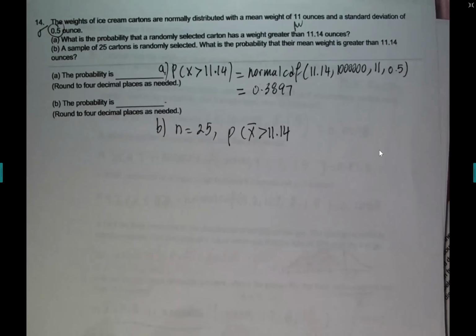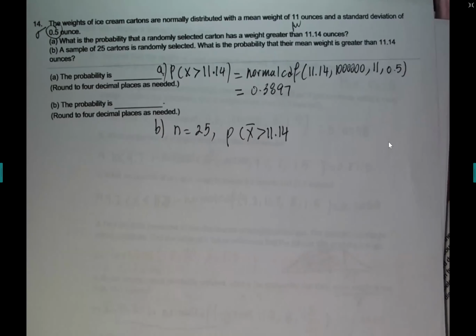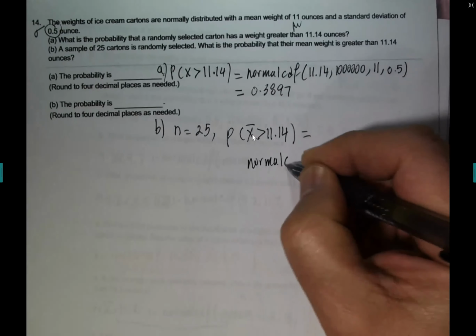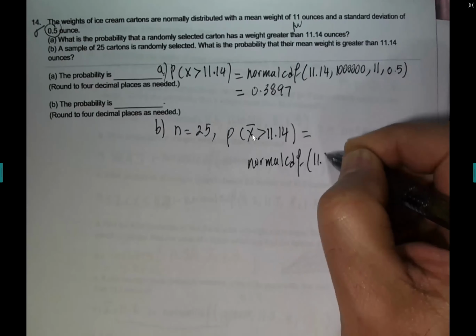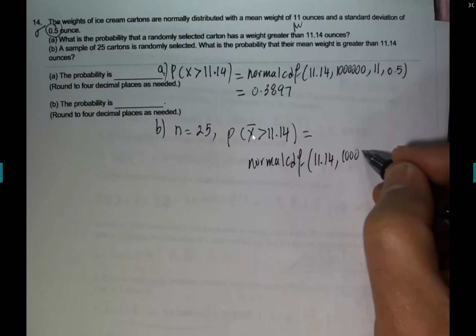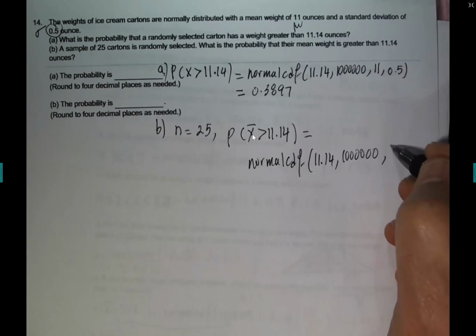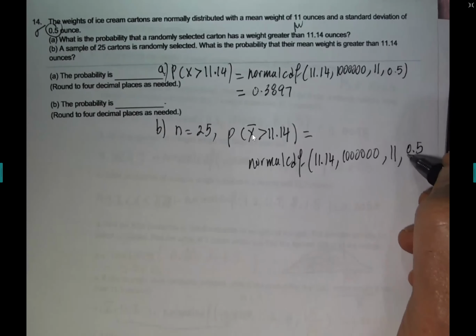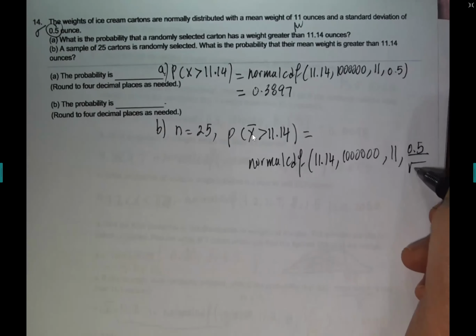So you guys can see the difference between the two parts. The first one is about one individual carton. It's X. This is the mean, which is X bar. What's the difference going to be? Look, this is where the difference will be. Normal CDF, 11.14, it's the same. Million is the same. Mean is the same. The only mismatch is going to be here. 0.5, you have to divide it by square root of 25.